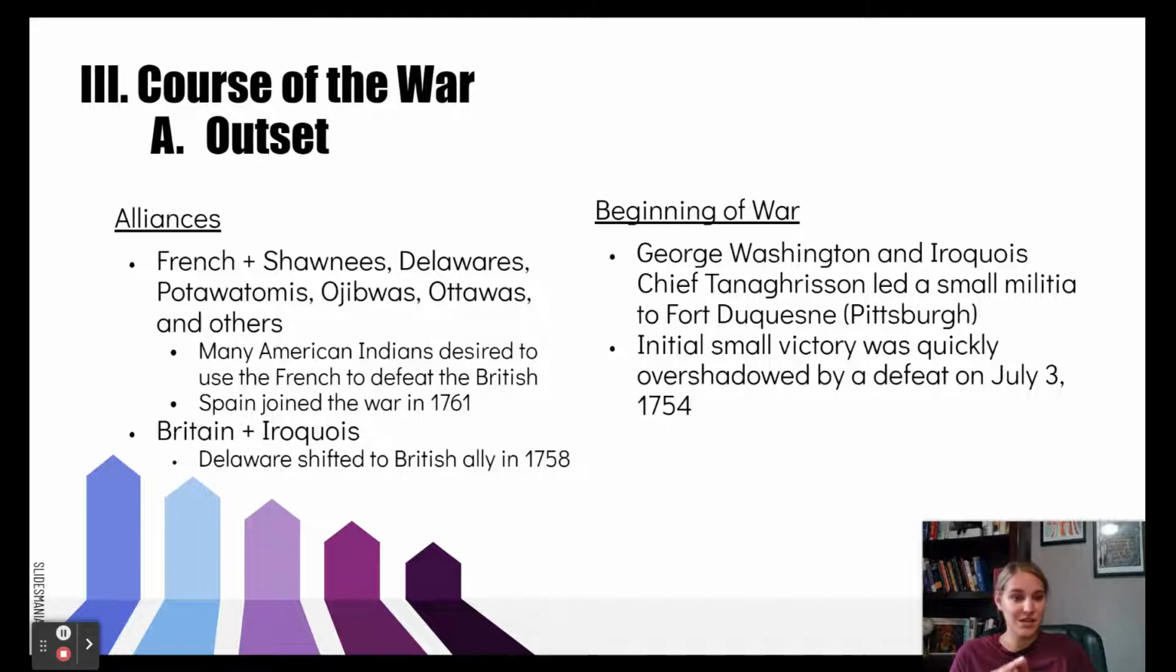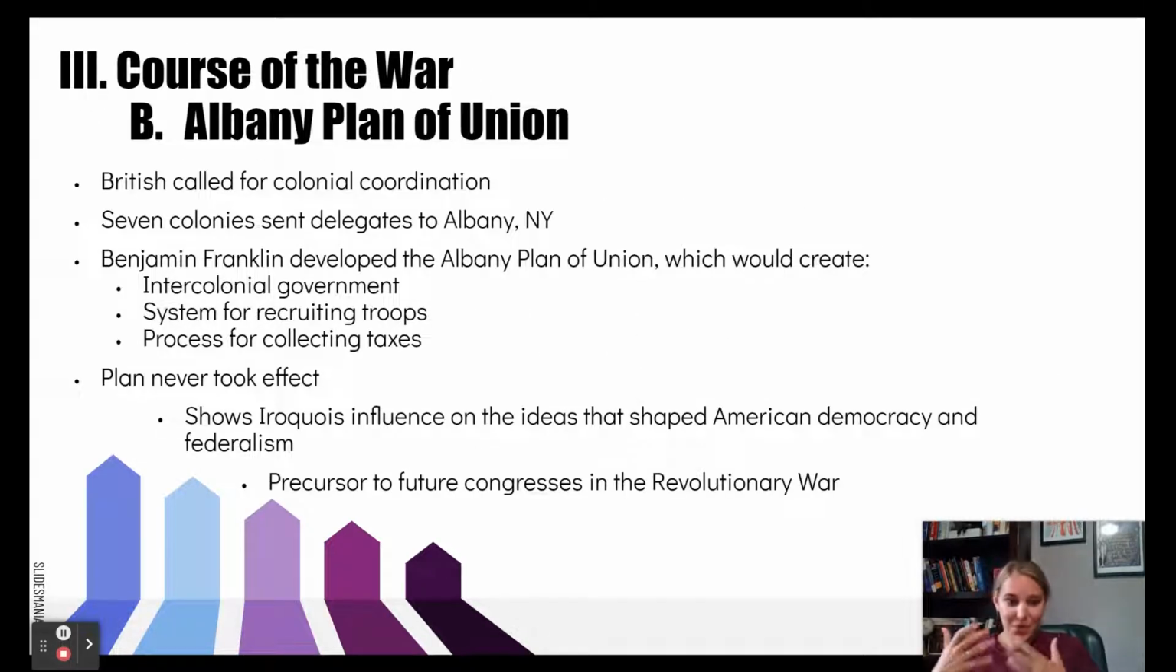So what happens at the beginning of the war is that George Washington, just 22 years old, and an Iroquois chief, Tanagrisson, led a small militia to Fort Duquesne. They actually have a small victory here because they surprise the French with this attack at dawn. But then they retreat and create a fort called Fort Necessity, and that ends up being defeated pretty quickly. So pretty soon, what we see happening is calls for colonial unity.